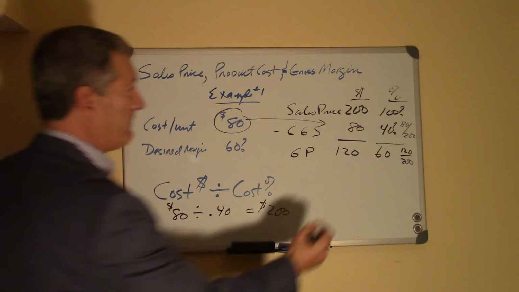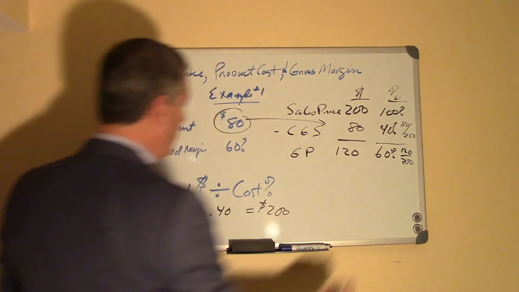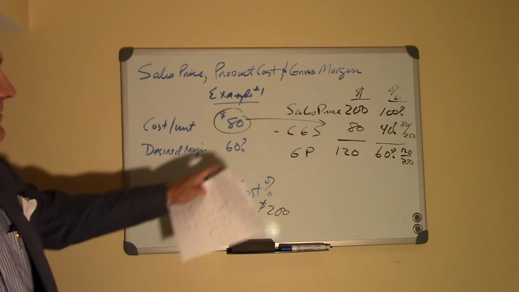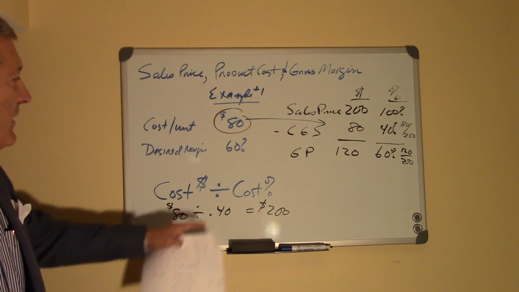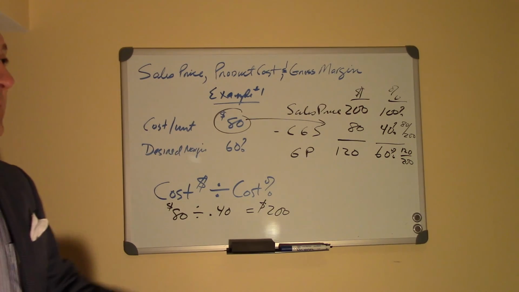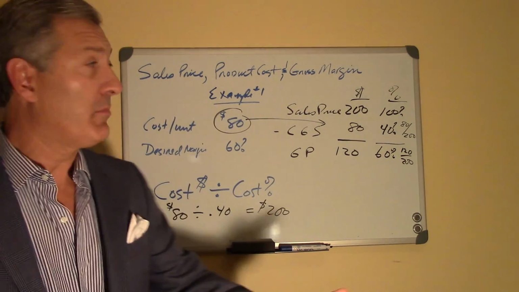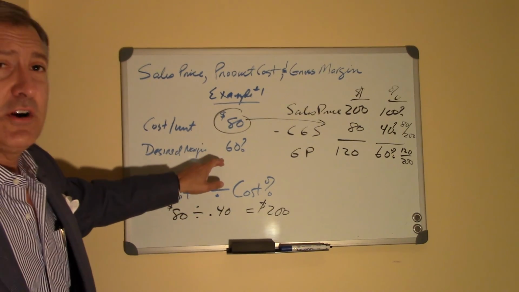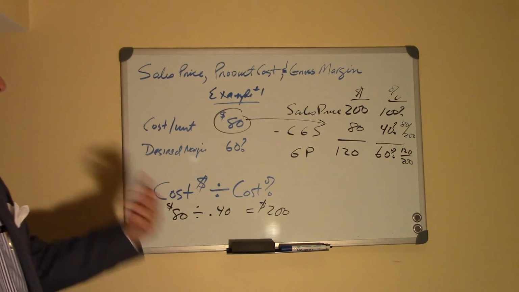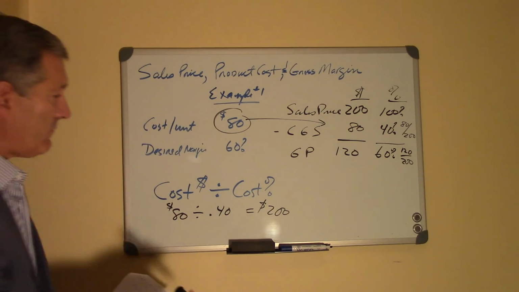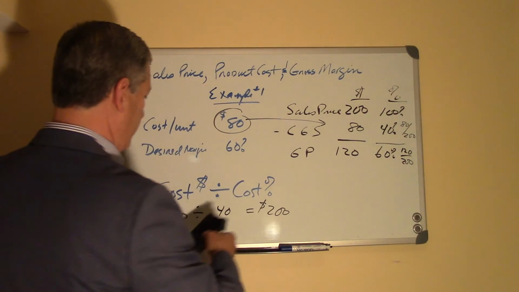It's 60%. So the formula we want to remember is the cost dollars, in this case $80, divided by the cost percentage, which is what? 40%, right? It's the 100% of sales price minus the desired margin of 60% leaves you with a cost percentage of 40%. Let's look at another example.